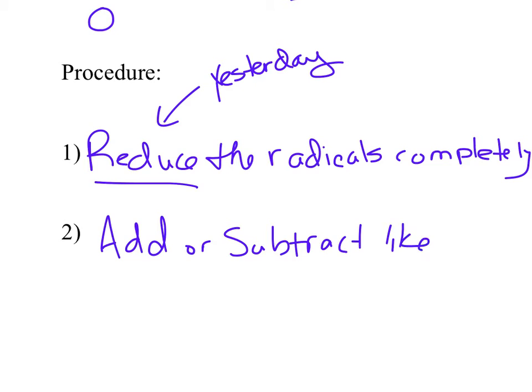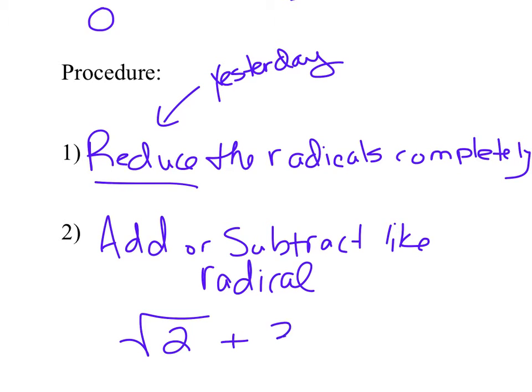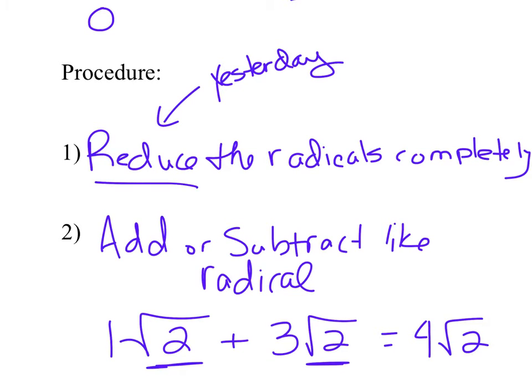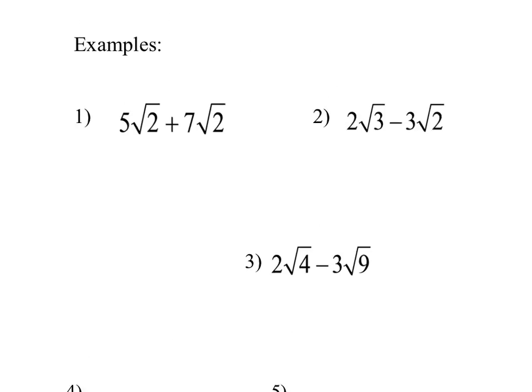like radicals. So a like radical is a radical that has the same number underneath it. Okay, so radical 2 plus 3 radical 2, these are like radicals. They are the same. The number under the radical is the same, or the radicand is the same. If we add these two together, 3, remember, 3 plus 1 is 4. And that's it. That's how we add.